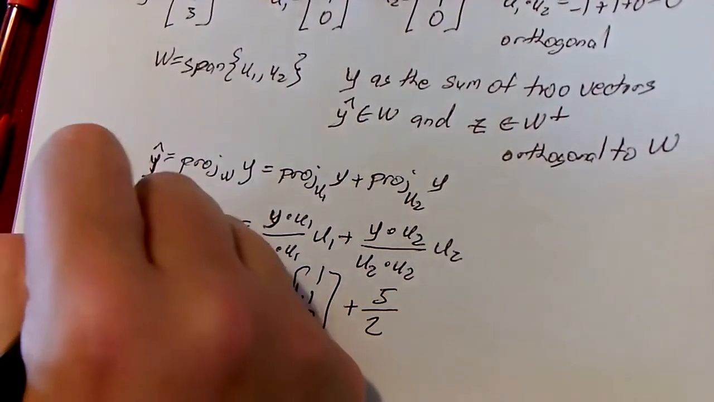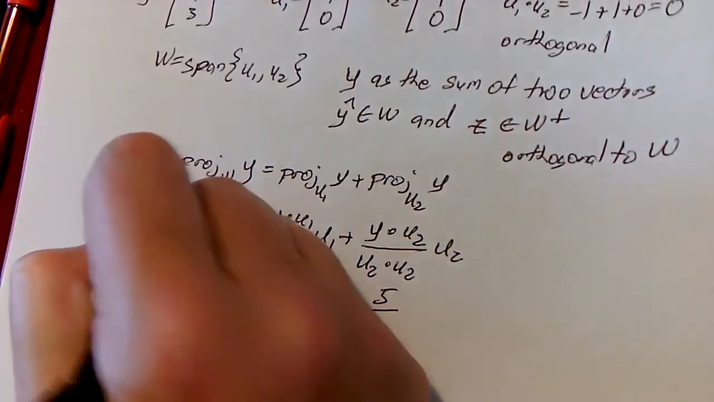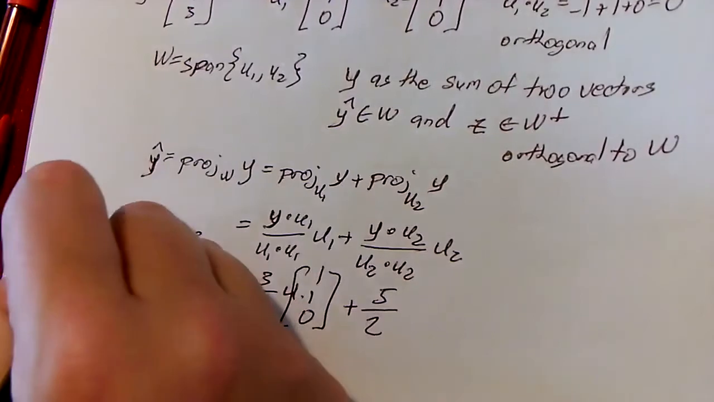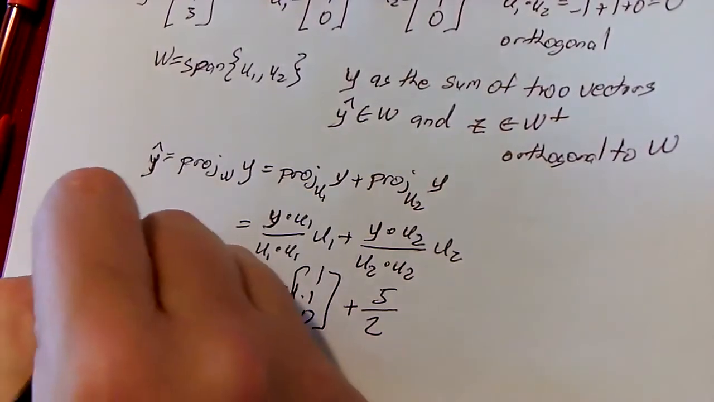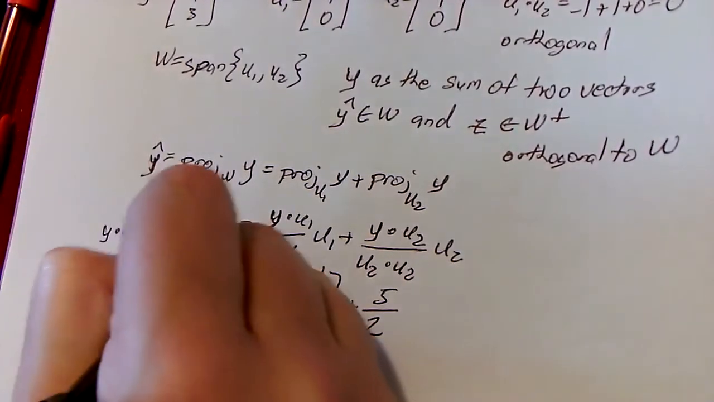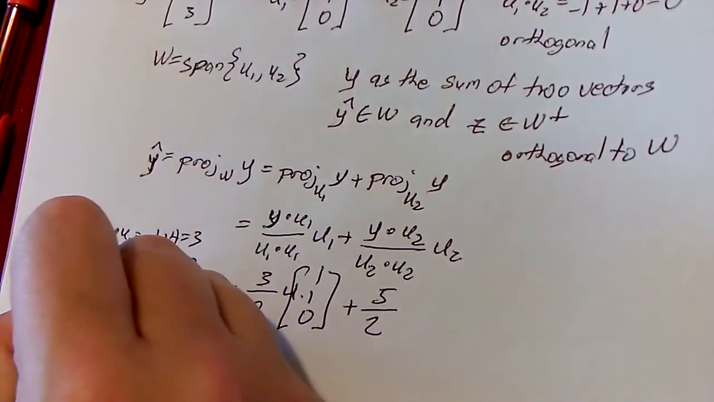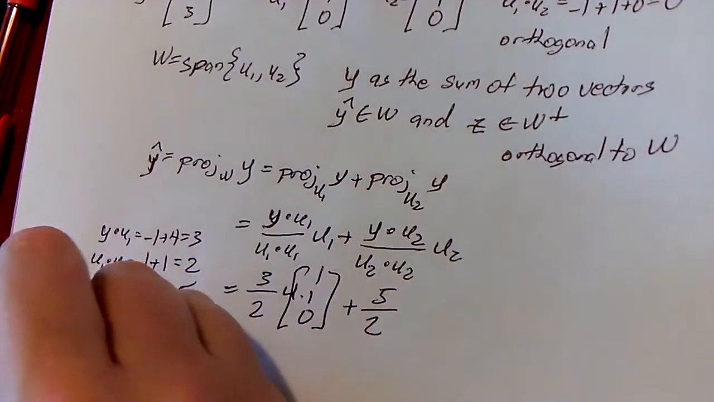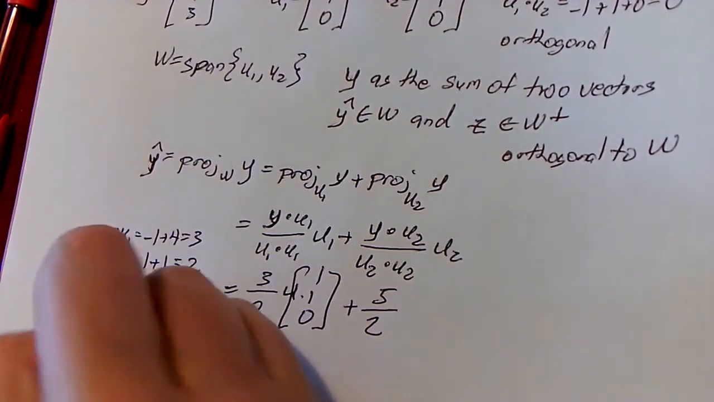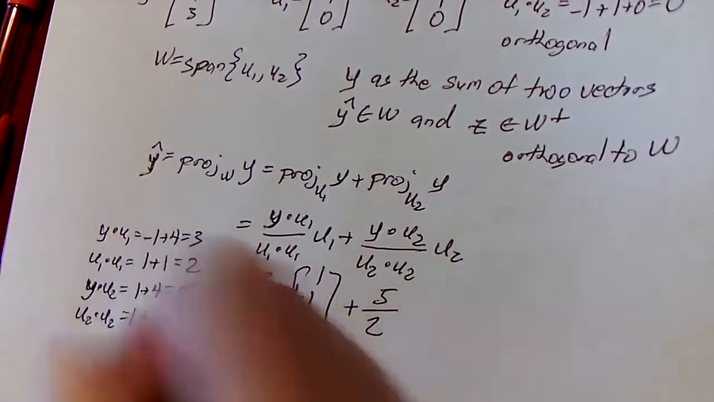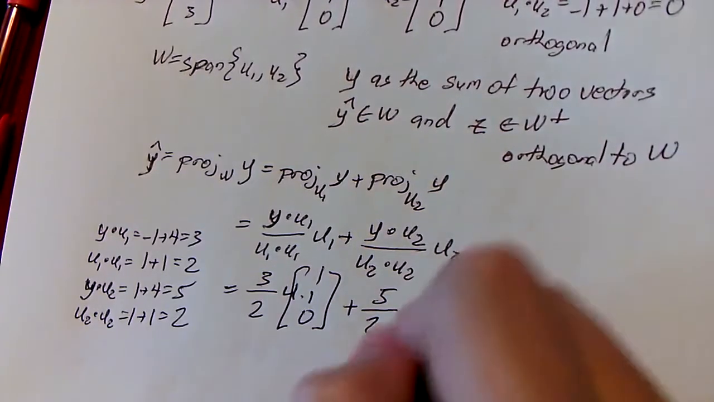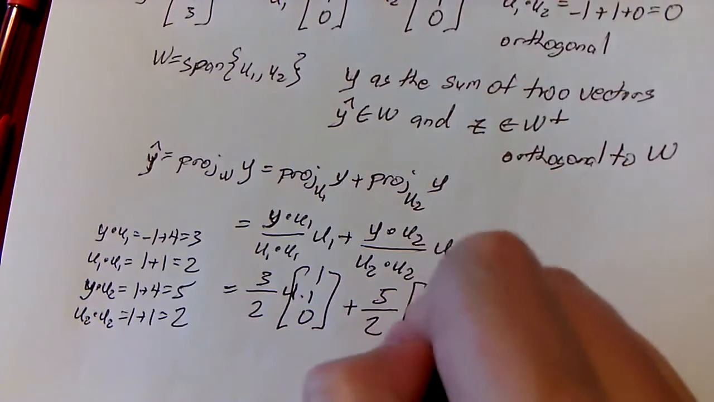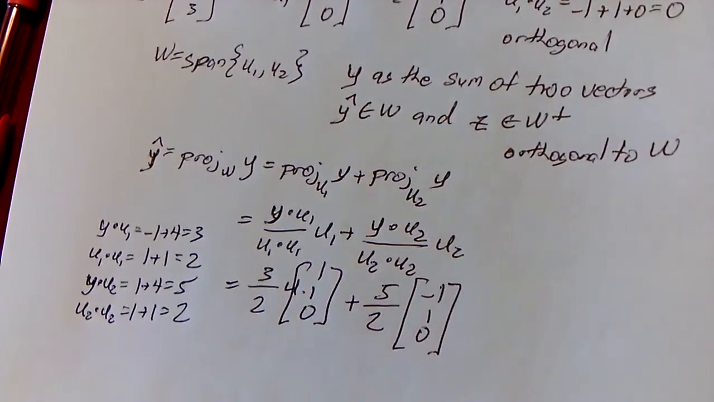I had y dot U1, that was -1 plus 4, that was 3. U1 dot U1, that was 1 plus 1, that was 2. Y dot U2, that was 1 plus 4, which is 5. And U2 dot U2 is 1 plus 1, that was 2. Okay, and then my vector U2 is -1, 1, and 0.